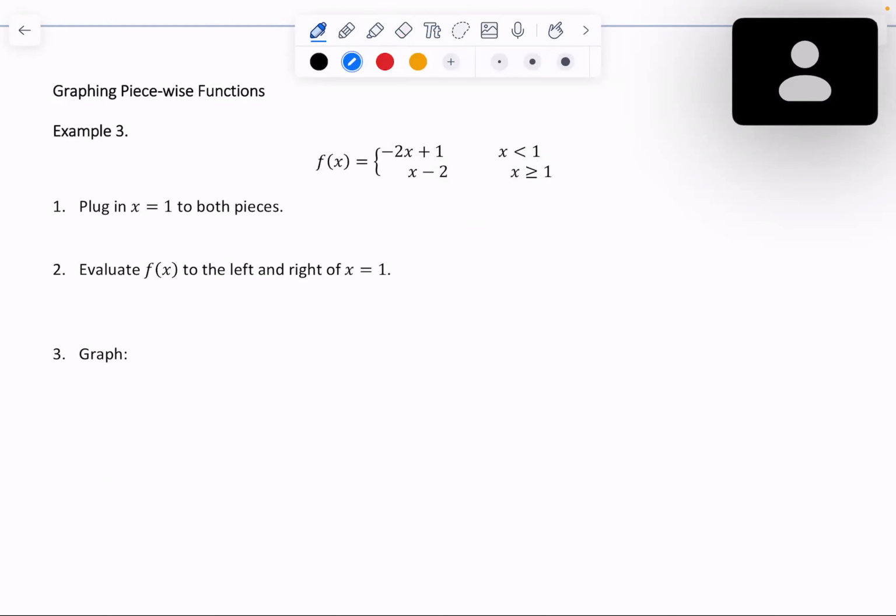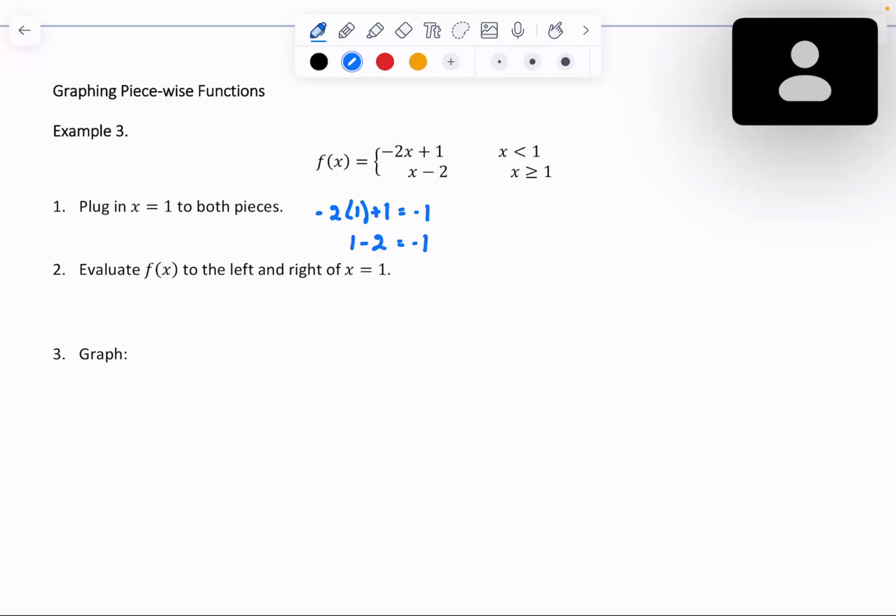So what we do is we first plug in x is 1 to both pieces. If I plug it into the top, this would be minus 2 times 1 plus 1. So if I plug it in the top piece, I get minus 1. And if I plug it into the bottom piece, that's 1 minus 2, or minus 1. So in this case, at the point of separation between the two pieces of the domain, the y values match. So that means this function is actually continuous.